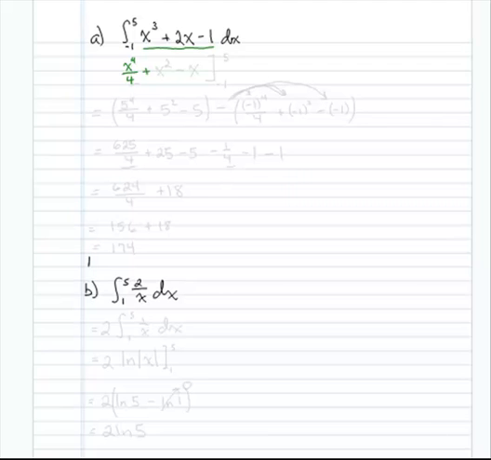plus the antiderivative of 2x. Remember, increase the exponent by 1. That becomes a 2 divided by 2. The antiderivative of 2x is x squared, because the derivative of x squared is 2x. Minus 1, the antiderivative of that is minus x.